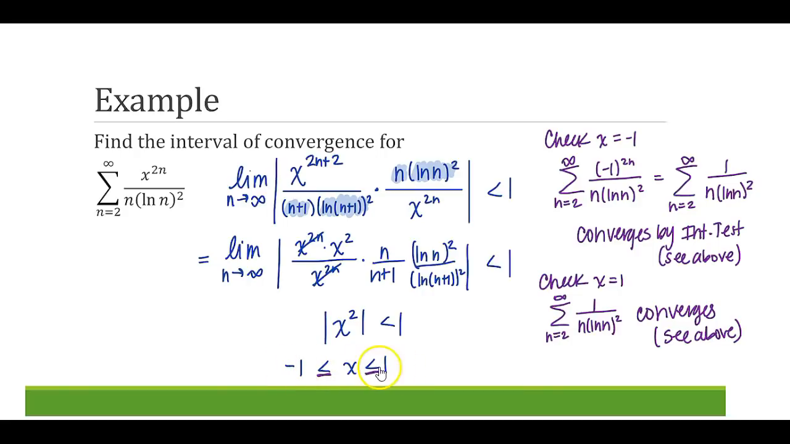So my complete interval of convergence is everything from -1 to 1, including -1 and 1. So just applying the ratio test gave me an incomplete interval of convergence, or really just the radius of convergence, and we needed to figure out what happened at the endpoints using, in this case, the integral test.